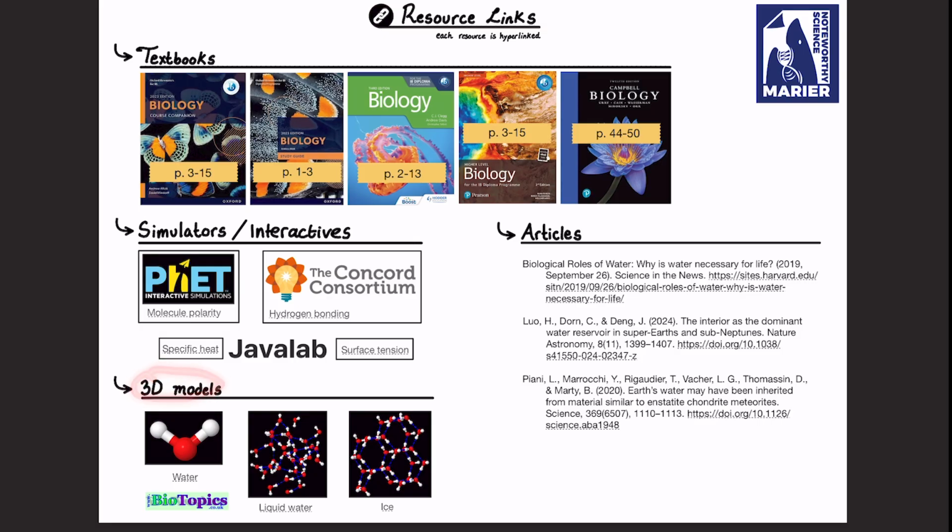The 3D models really help explore molecules, like it says, in 3D space, and it really gives you a better sense as to how ice forms sheets and how liquid water interacts with itself. Finally, these articles are really nice places to do further reading, specifically about the roles that water has in terms of biology and in living systems, and its relevancy in looking for life outside of the planet.